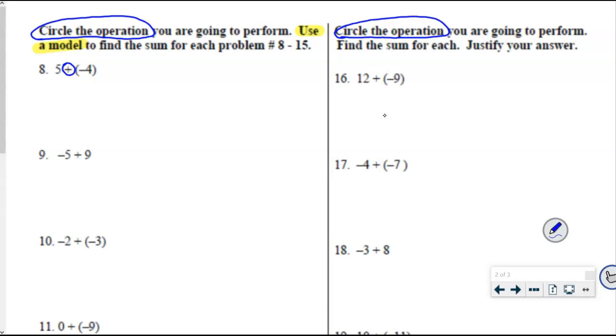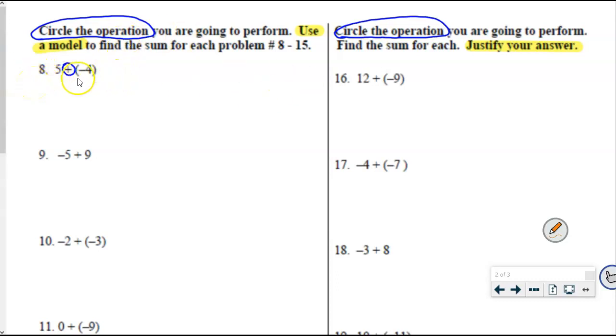But let's talk about what this part says right here. Do you see how it now says, justify your answer? You have to be able to explain it in some way, shape, or form. All right? So let's kind of compare the two different ways and what that's going to look like. Let's go to number 8. Let's all do this one together.